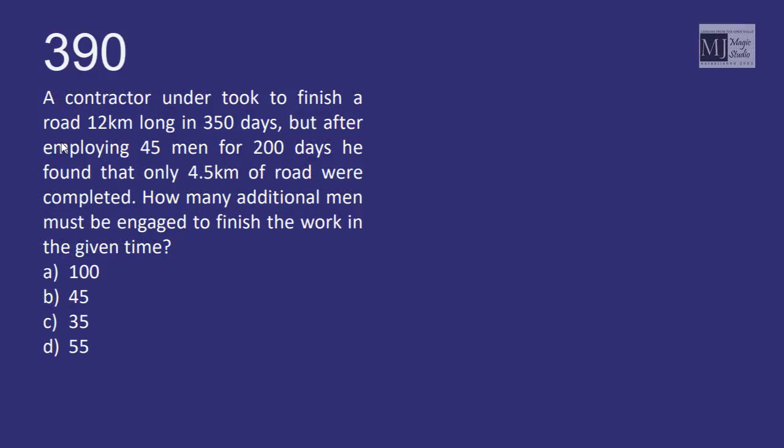A contractor undertook to finish a road 12 km long, that is the work, in 350 days time, but after employing 45 men for 200 days, okay, they have worked for 200 days, he found that only 4.5 kilometer of work was completed. Only 4.5 kilometer of work was done by 45 men in 200 days.